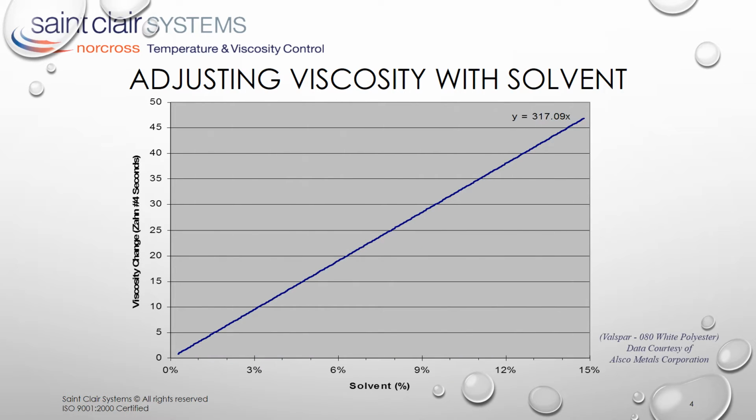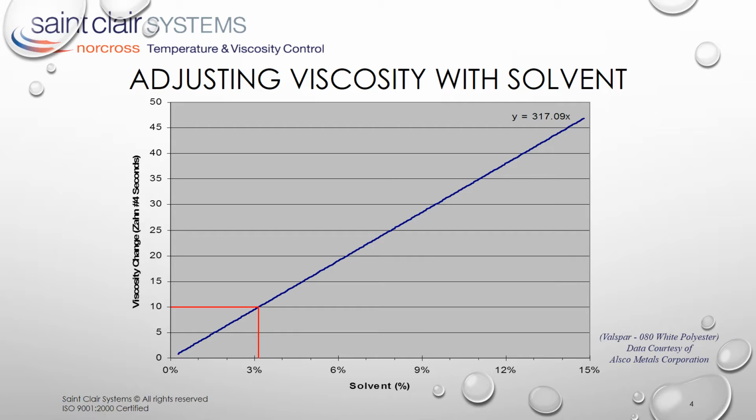This plot shows the relationship between solvent addition and the change in viscosity. Now, for you chemists out there, we do realize that the total solvent versus viscosity relationship is exponential, but for this short portion of the curve, it is essentially linear. We can see that a reduction of 10 seconds will require the addition of just over 3% solvent by volume. This is the equivalent of adding about 6 liters to a 200-liter drum, 1.5 gallons to a 50-gallon drum, whichever way you want to look at it.